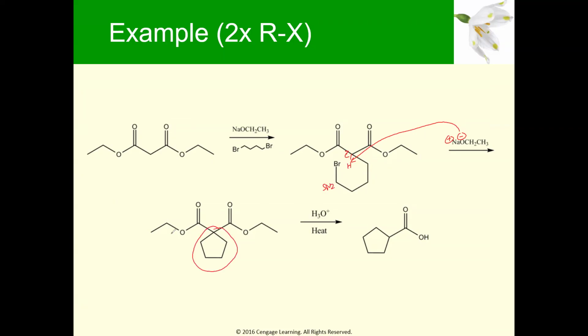And then you hydrolyze it, which basically splits off these to make it into carboxylic acid. And then when you heat it up, you decarboxylate it. So one of these carboxylic acid groups leaves as CO2. And then what's left over is the cyclopentane part and the carboxylic acid on the other side. Okay, so this is just an example of what it would be like if this happened twice.